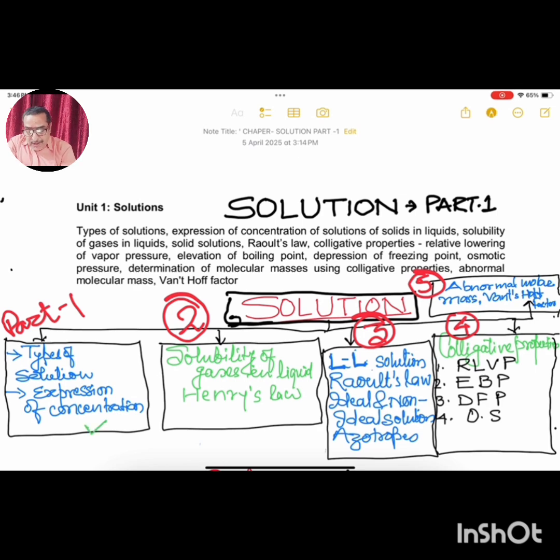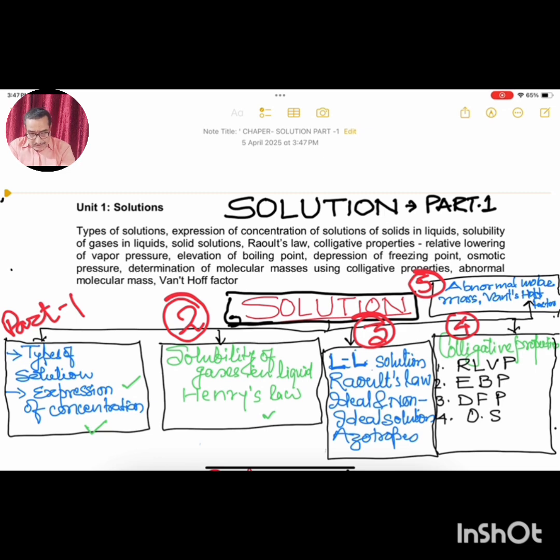this syllabus is divided into 5 parts. The first part is what is solution, types of solution, and the most important part, the expression of concentration. The second part, the solubility of gases in liquid, Henry's law. The third part is the liquid-liquid solution, Raoult's law.